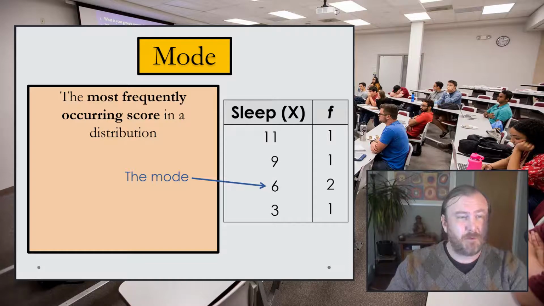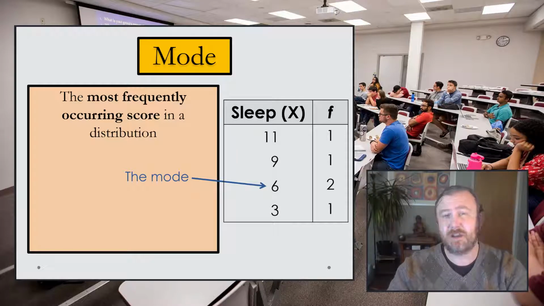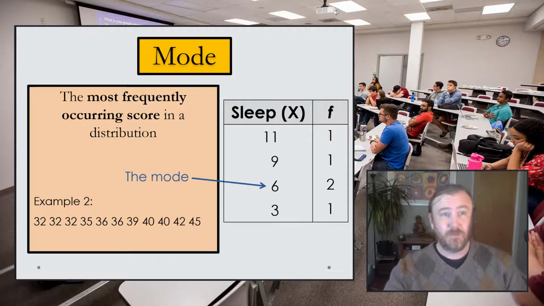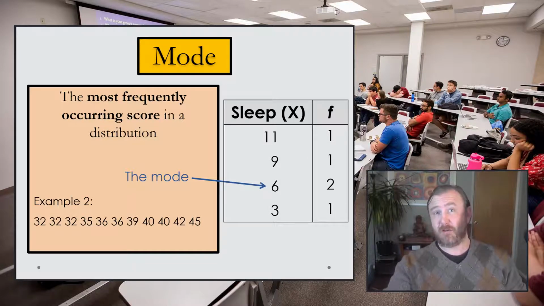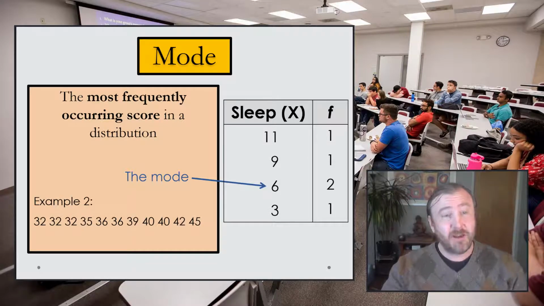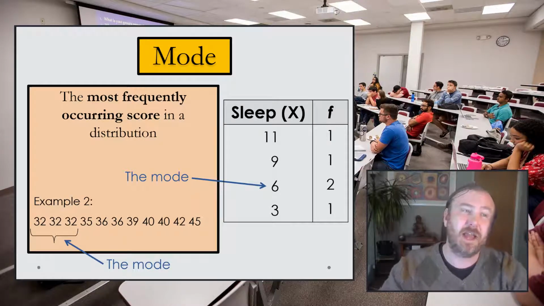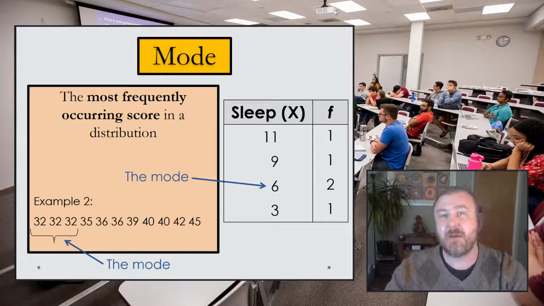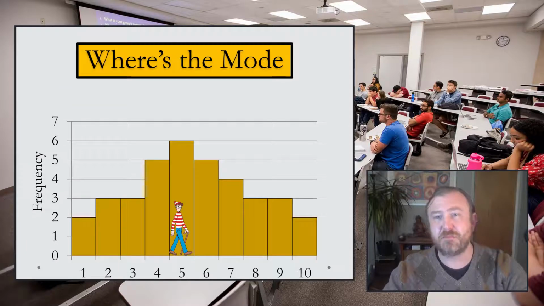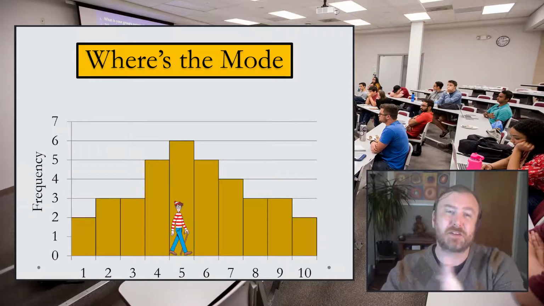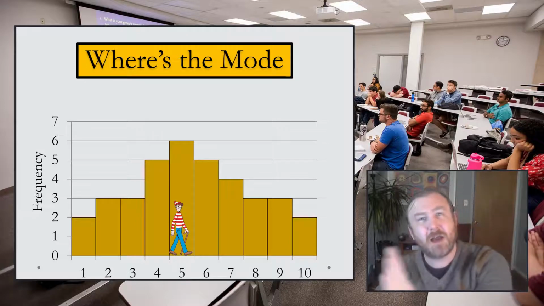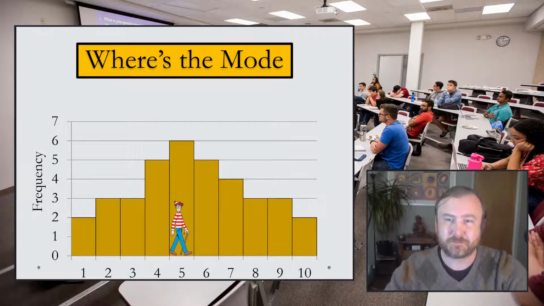Here's another example. So we've got this distribution of just random data. The mode is going to be 32 here because it occurs 3 times. So where's the mode here? Well, I'm sure you found it. The mode is 5. It's the highest peak on a histogram or in the normal distribution, right? So the mode is going to follow that peak around no matter how skewed it is.